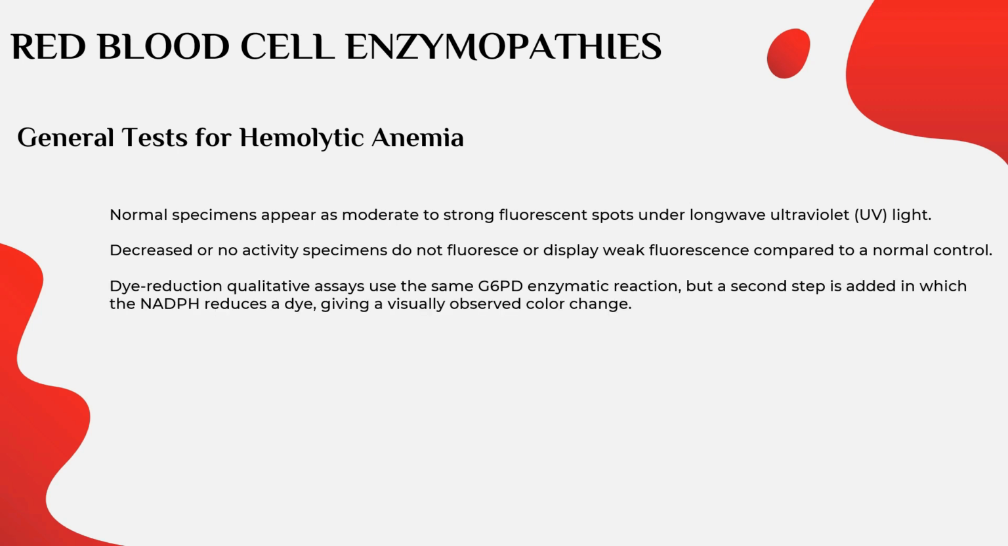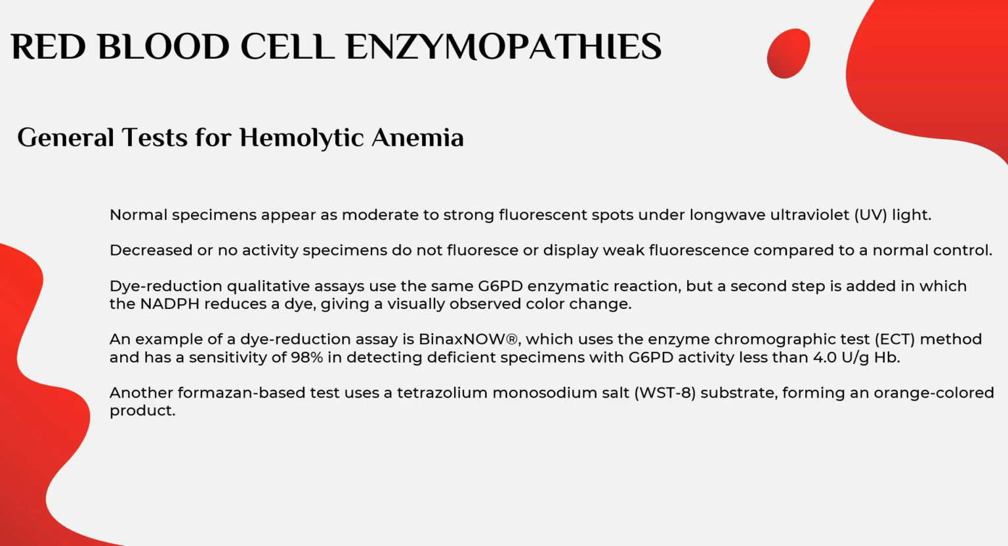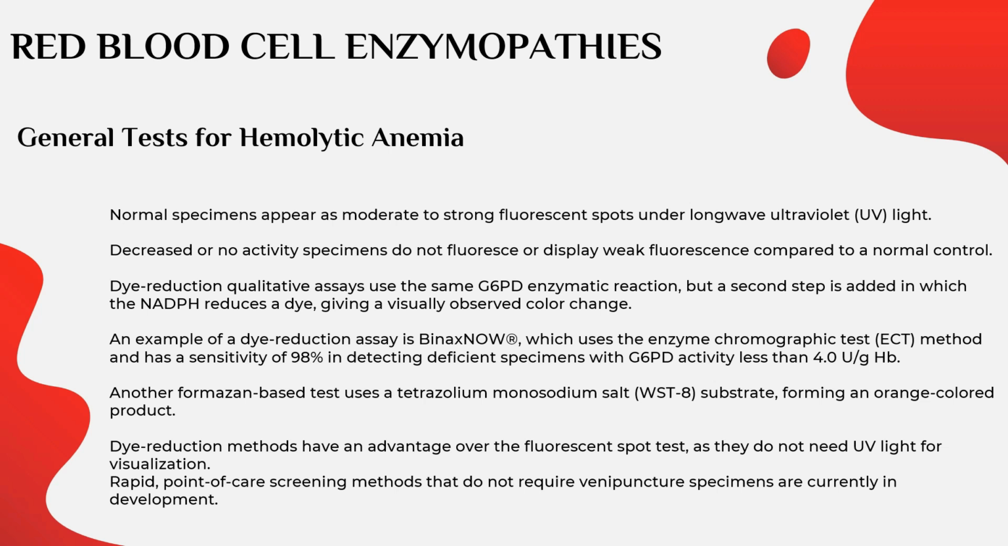Dye reduction qualitative assays use the same G6PD enzymatic reaction, but a second step is added in which the NADPH reduces a dye, giving a visually observed color change. An example of a dye reduction assay is BinaxNOW, which uses the enzyme chromatographic test (ECT) method and has a sensitivity of 98% in detecting deficient specimens with G6PD activity less than 4.0 units per gram of hemoglobin. Another formazan-based test uses a tetrazolium monosodium salt (WST-8) substrate, forming an orange-colored product. Dye reduction methods have an advantage over the fluorescent spot test, as they do not need UV light for visualization. Rapid, point-of-care screening methods that do not require venipuncture specimens are currently in development.